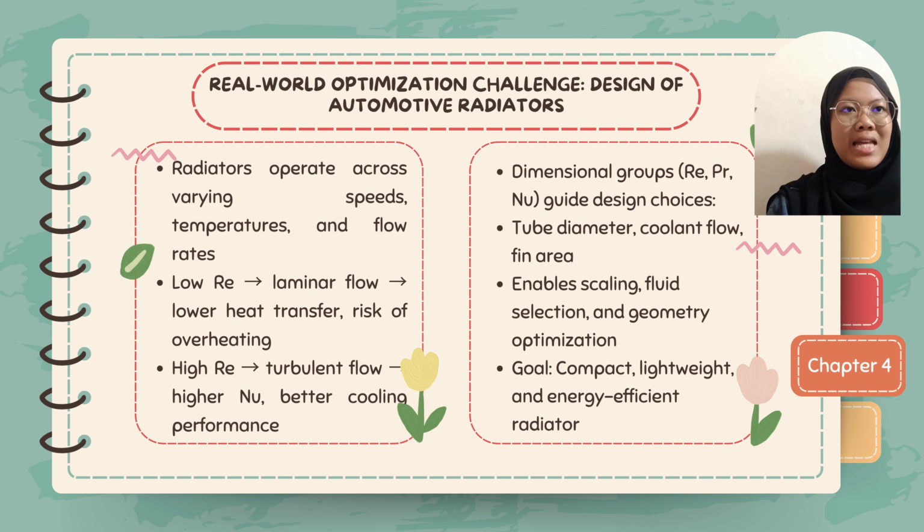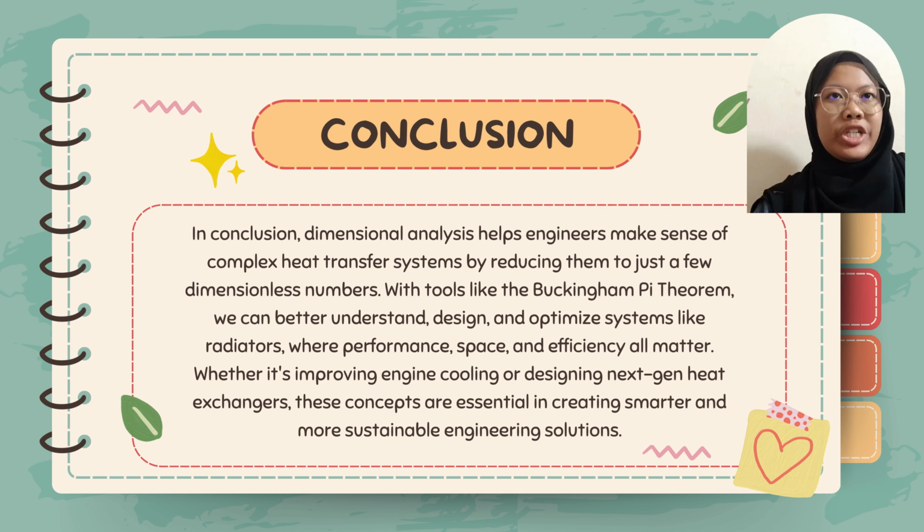Using dimensionless analysis, engineers can study how variables like tube size, cooling velocity, and surface area affect performance. Comparing dimensionless numbers helps predict how different designs perform even before prototyping. By optimizing these parameters, we can design radiators that are compact, lightweight, and fuel efficient, while still keeping the engine cool and reliable. Dimensional analysis helps engineers make sense of complex heat transfer systems by reducing them to just a few dimensionless numbers. With tools like the Buckingham Pi theorem, we can better understand, design, and optimize systems like radiators, where performance, space, and efficiency all matter.